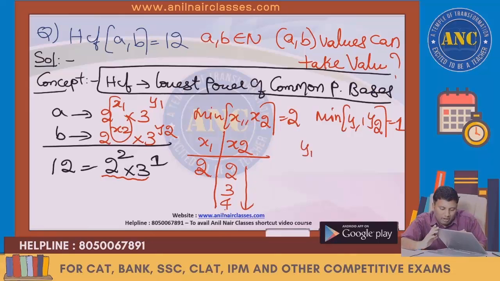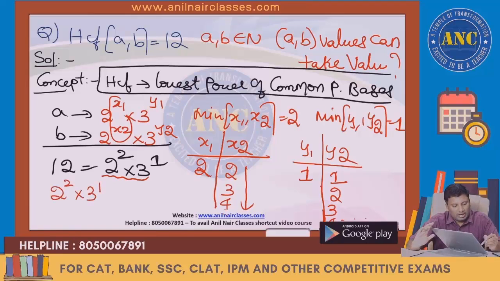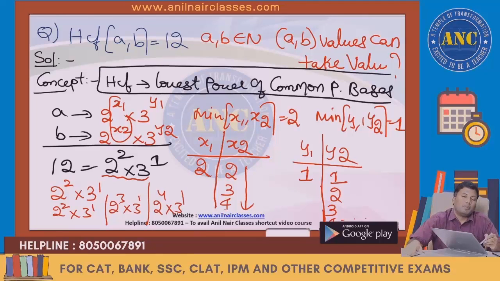Similarly, minimum of y1 and y2, it is 1. If it is 1, this will be 1, this will be 2, this will be 3, this will be 4, and so on. Now if you observe, it is 2 power 2 into 3 power 1. If the next case is 2 cube into 3 power 1, or 2 power 4 into 3 power 1, common between 2 square and 2 power 4 is 2 square, and 3 power 1 is 3 power 1.